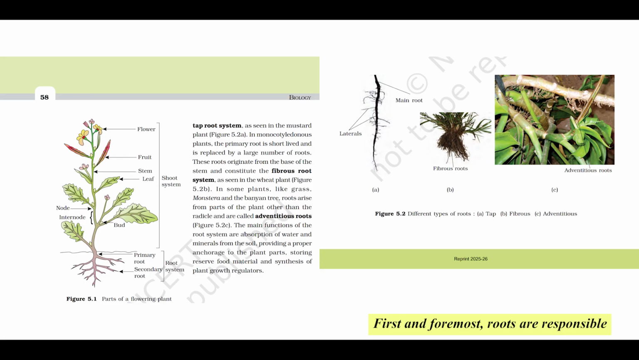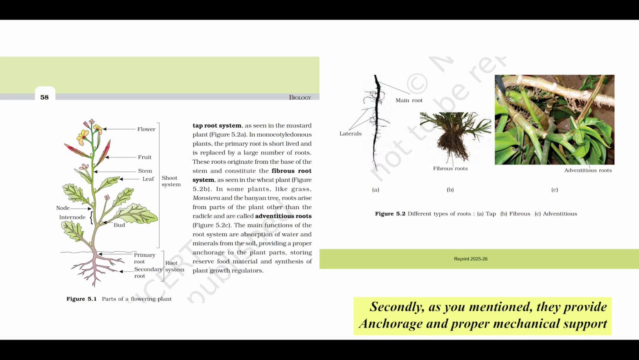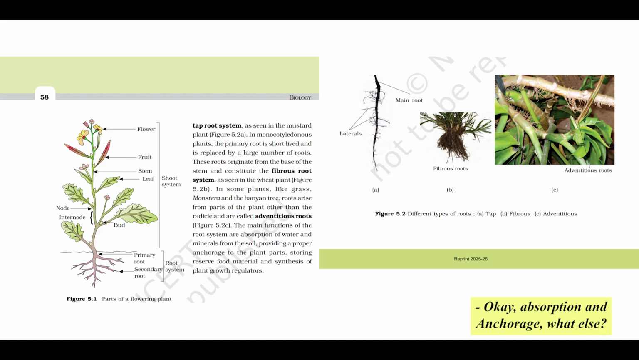First and foremost, roots are responsible for the absorption of water and essential minerals directly from the soil. This is their most vital life-sustaining role. Secondly, as you mentioned, they provide anchorage and proper mechanical support to the entire plant, firmly holding it in place against forces like strong winds or heavy rain. Okay, absorption and anchorage. What else?